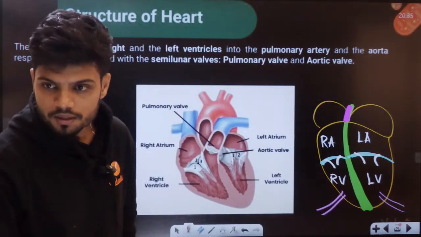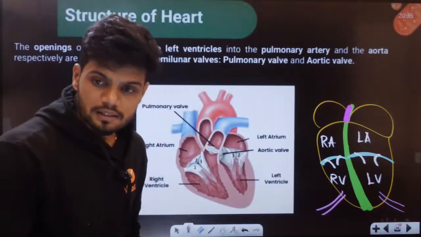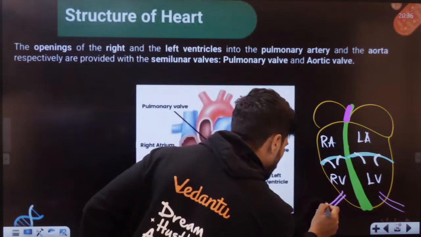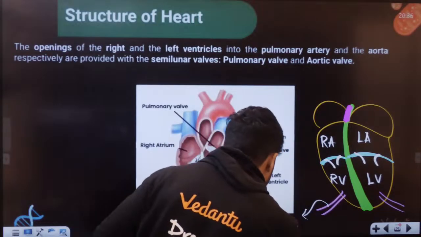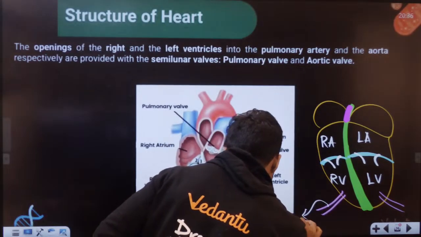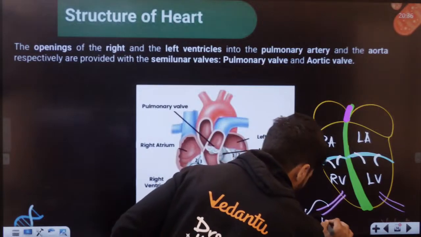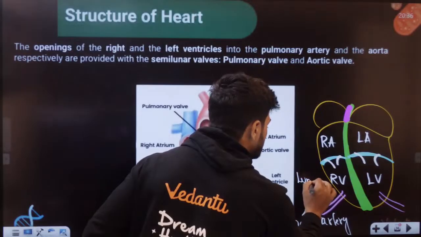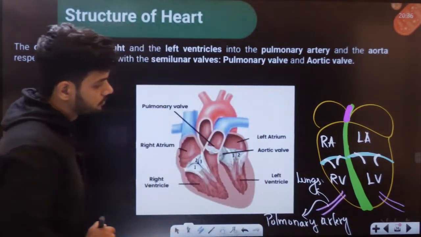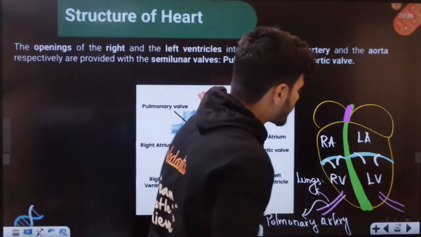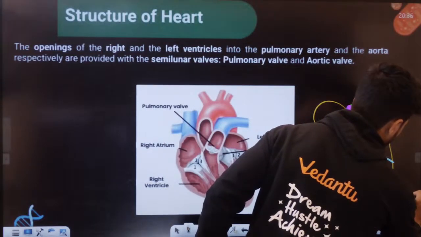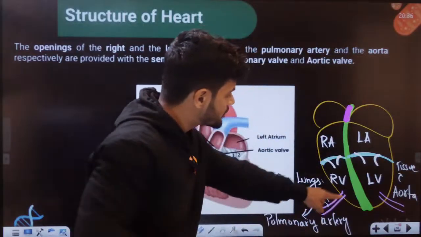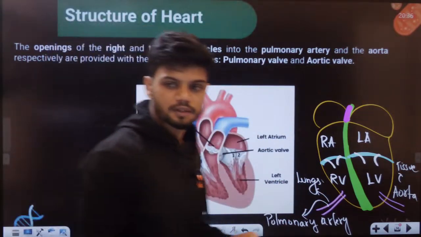Okay. Now, students, you can see here this one. This one is called what, students? It is called the pulmonary artery. This pulmonary artery will go to the lungs. This one is called the aorta. This will go to tissues, different tissues. That is the meaning of these two openings here.